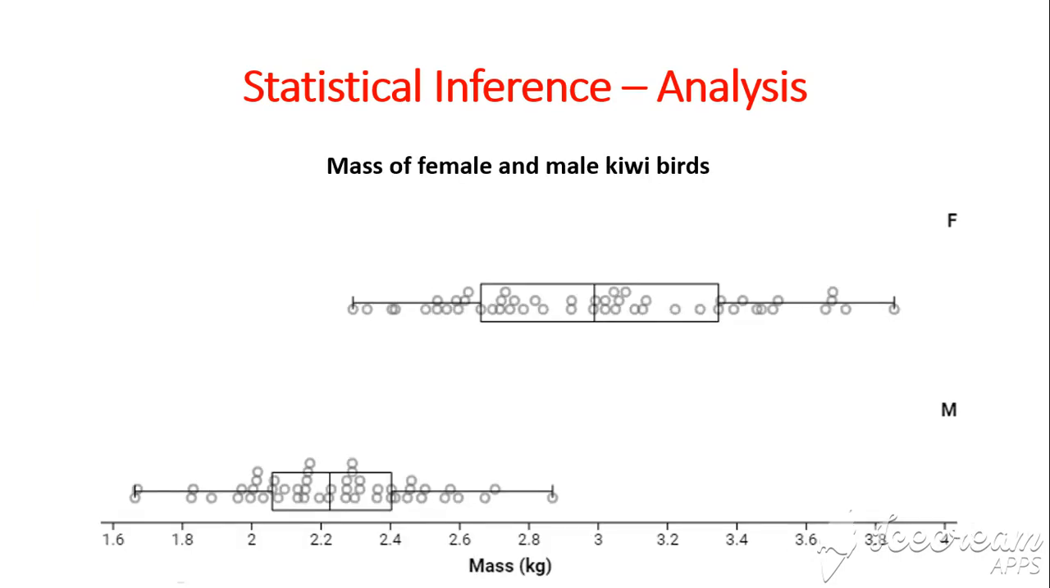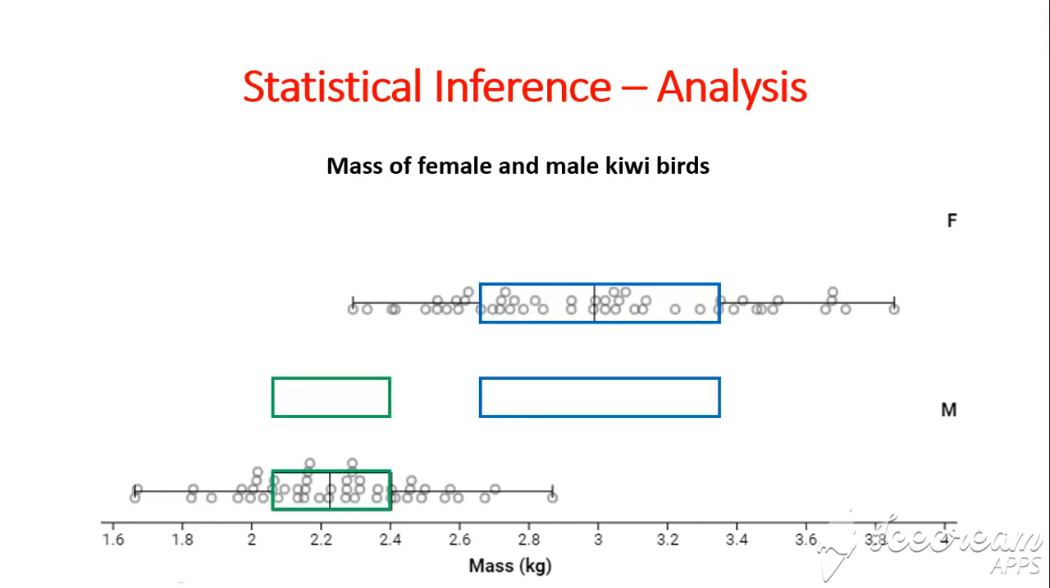If, however, we had a different example, the mass of males and female kiwi birds, and we once again looked at the middle 50% and dragged those boxes up to the middle, you see that there's no overlap. And we're pretty confident if the boxes don't overlap that there is a difference between those two groups.